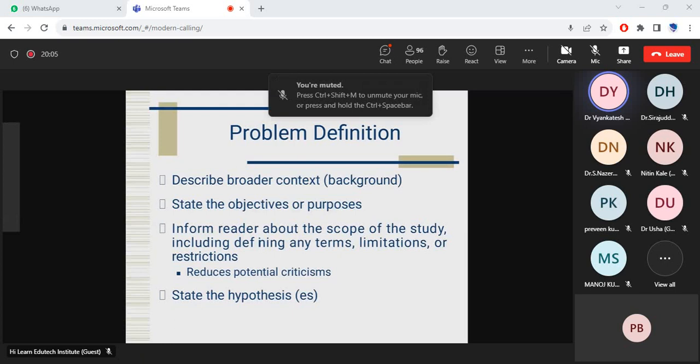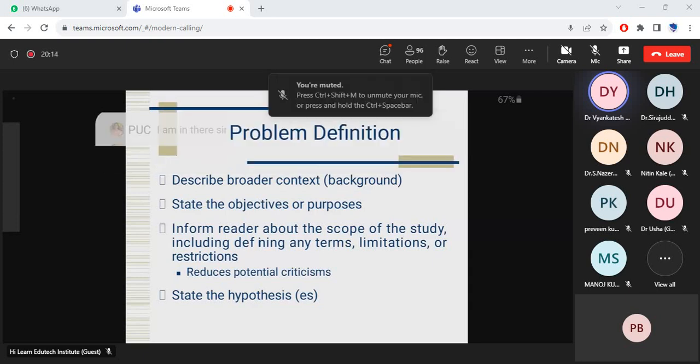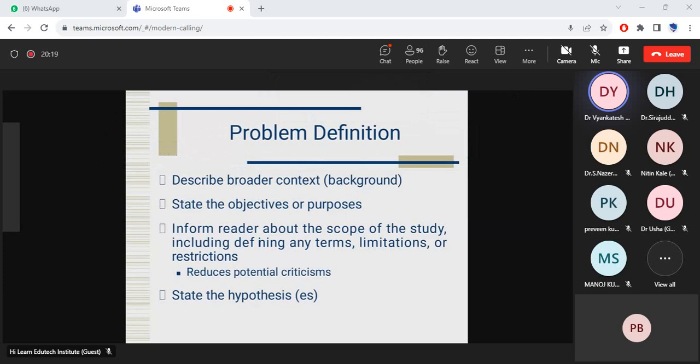So that is the current scenario regarding business management. That makes sense: what is your area of specialization, and what is the objective and purpose of that particular research, if you are dealing with the title concern. Inform the reader about the scope of the study. Definitely, whatever you are going to be dealing with, what is the scope of that particular topic and what is the study, including definitions, terms, limitations, and restrictions, as a reader for those terms and conditions.